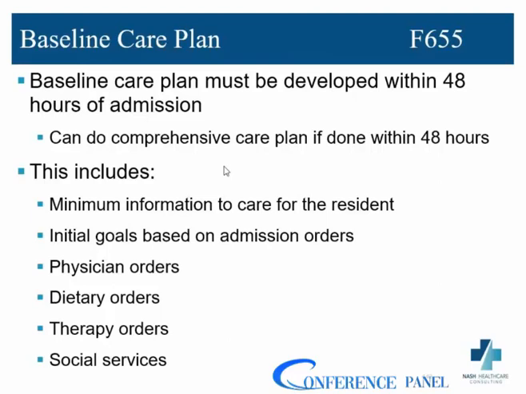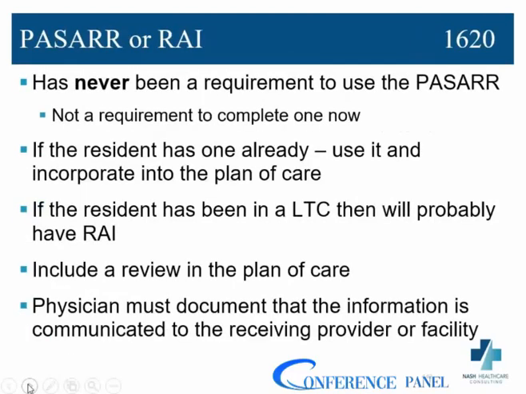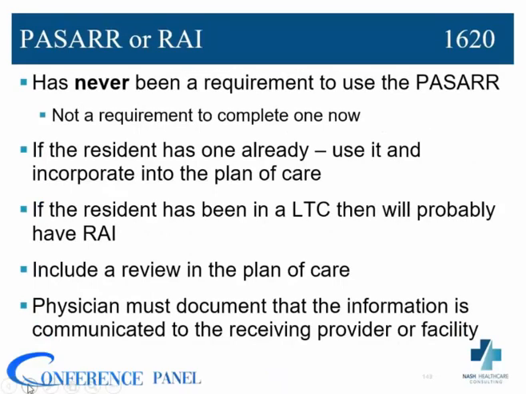You would have initial goals based on the admission orders, based on the physician's orders, based on dietary orders, based on any therapies that have been ordered, and any need for social services. So you can initially start a care plan immediately because you would have that information. There's never been a requirement to do the mental health screening. There's not a requirement to complete one now. If the resident has one, you want to incorporate it into the care plan. If they've been in a long-term care facility, they should have had an RAI done in the long-term care facility, which you can review and include in your plan of care.